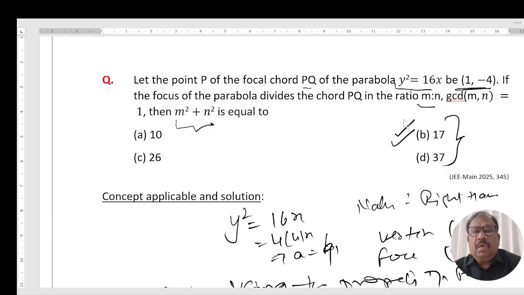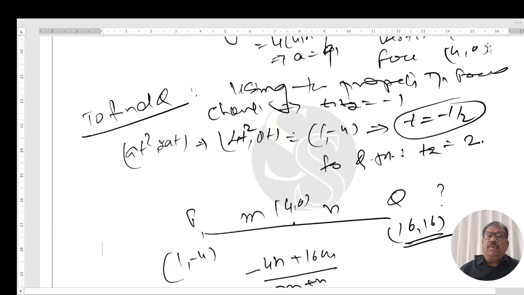Now I will discuss the procedure again. The parabola is right-handed. This is one point of the focal chord, focus dividing in the ratio m is to n. We have to find the ratio, then we have to apply this section formula.